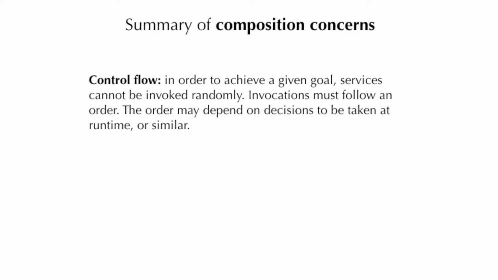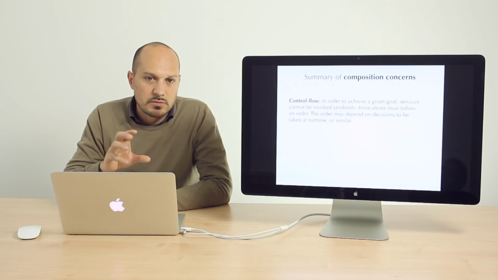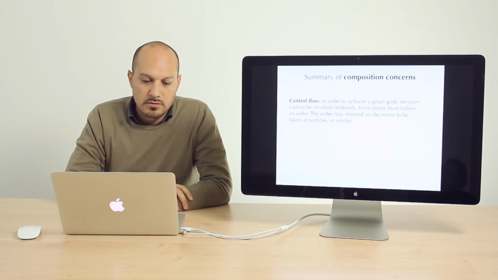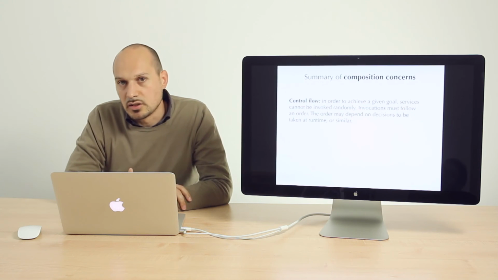And then, as we have seen in the example, deciding this order of invocation may also involve the evaluation of decisions. The decision in the example was about whether the books were available or not in the warehouse, and it was based on the output that we got from the warehouse web service. But in general, these decisions may be based on any kind of data that is available at runtime. And decisions are one of the key aspects in deciding the control flow.